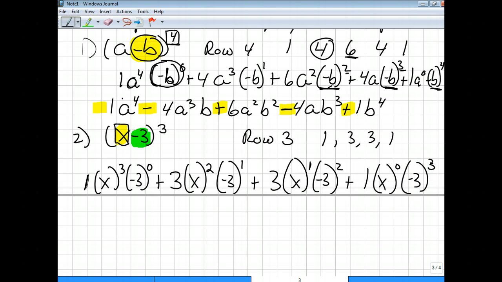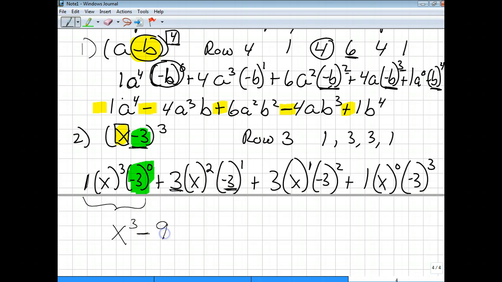Now we go back and simplify. Negative 3 to the 0 is just 1. So this first term simplifies to just x cubed. Then the next one's going to be a minus because we have a minus b term. And then we would take this 3 and multiply it times this, so it's 9x squared. Then it's going to be plus, then we square this, which gives us 9.